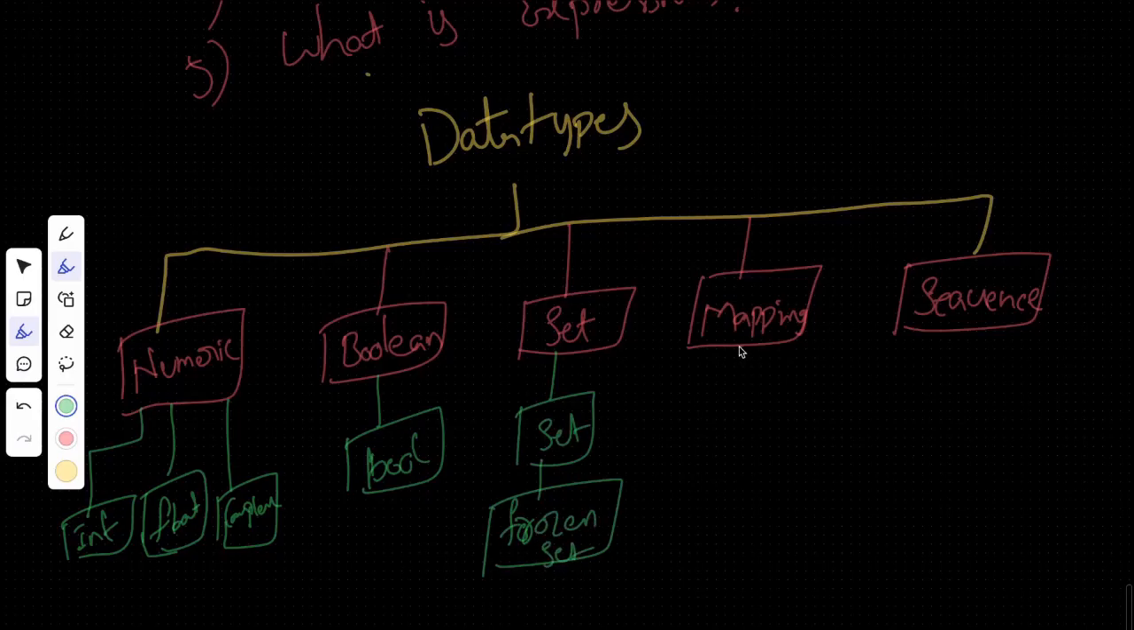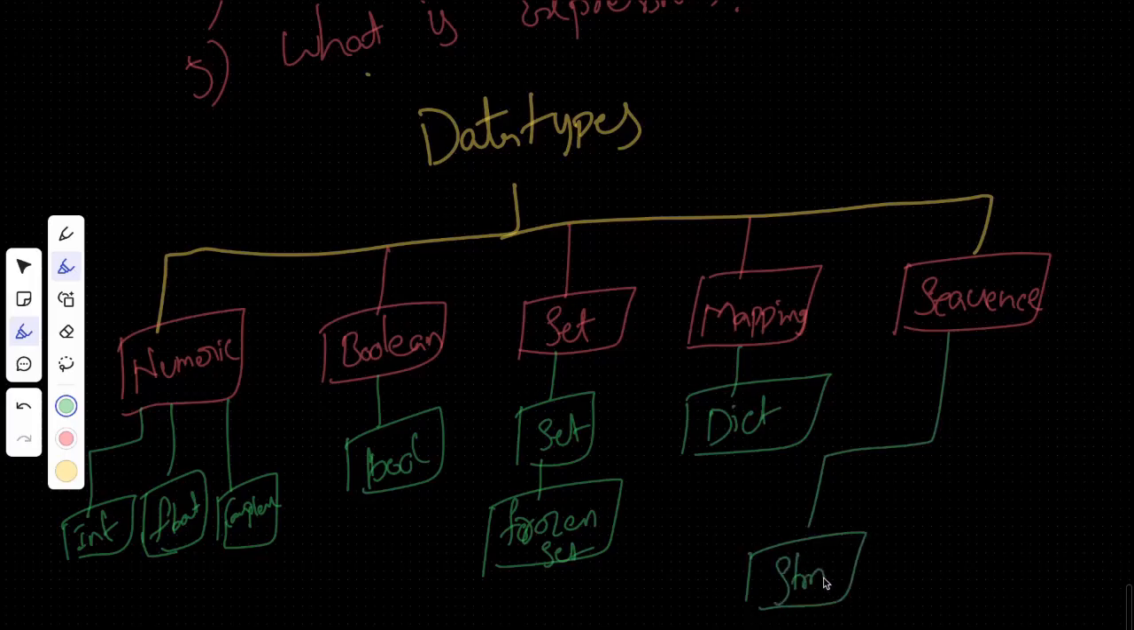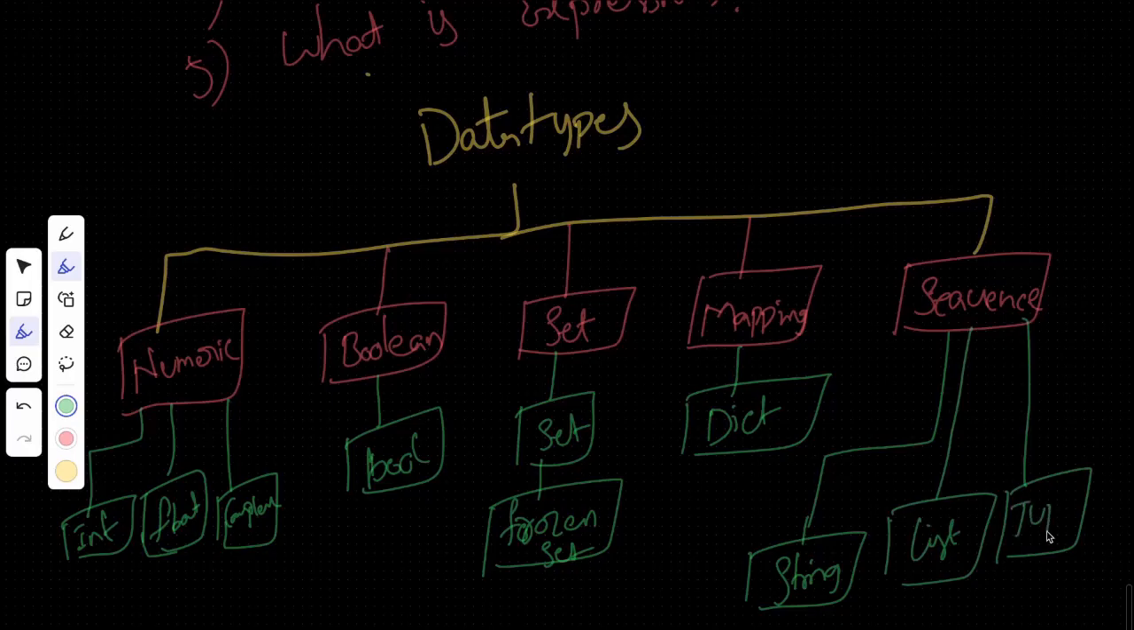Okay. And in mapping category we have one type which is dictionary, and in sequence we have first string, second list, and third tuple. These are some categories and data types. We have other categories we will discuss later. As of now, these categories and data types are fine for learning. We will discuss each data type with example and how to use and where to use in code.